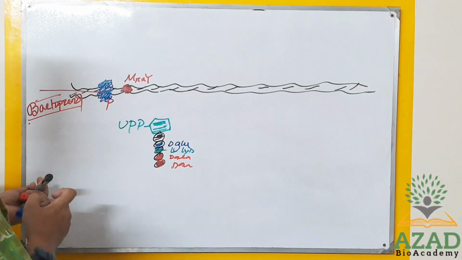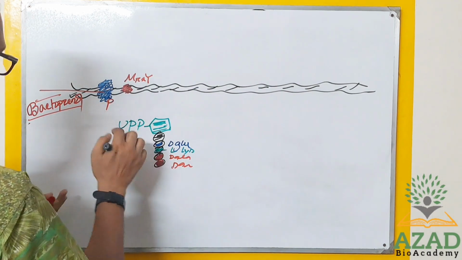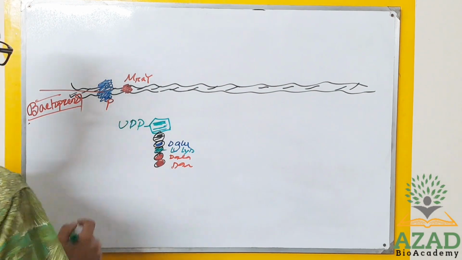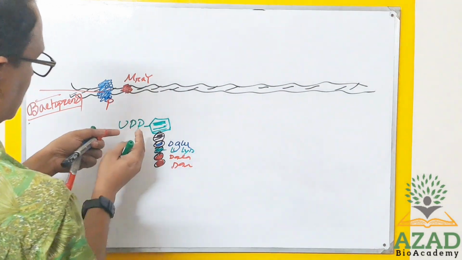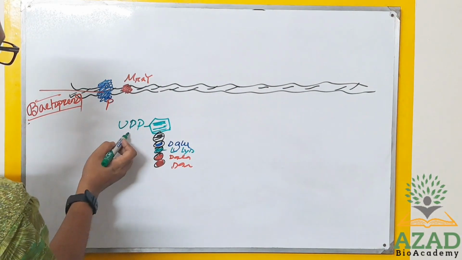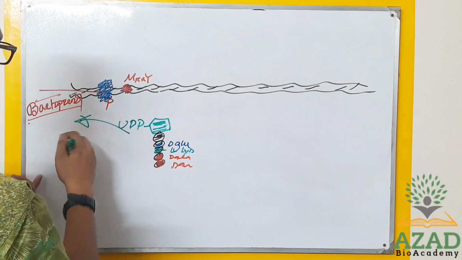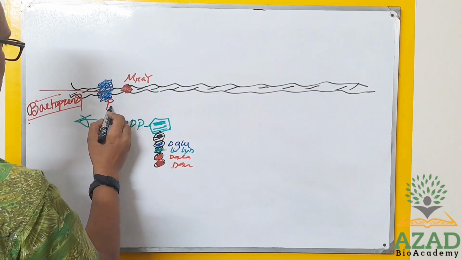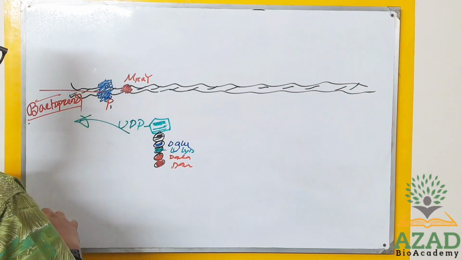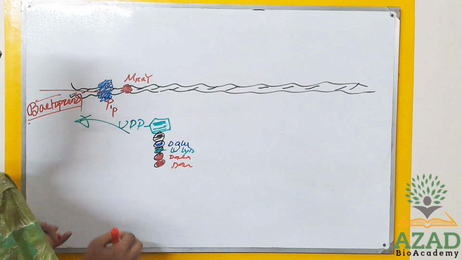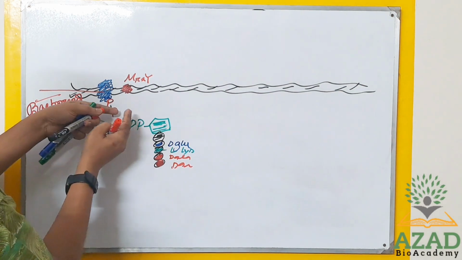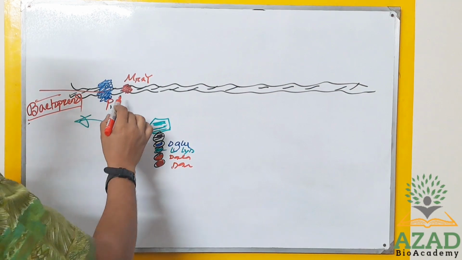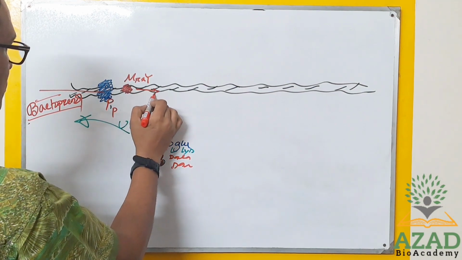How will it attach? Here is UDP, that means uridine diphosphate. So what will happen? Uridine monophosphate will flip out from here, and the monophosphate will attach here. So you can add the phosphate from here, and it will be attached to the sugar. Finally, I will show you that stage here.